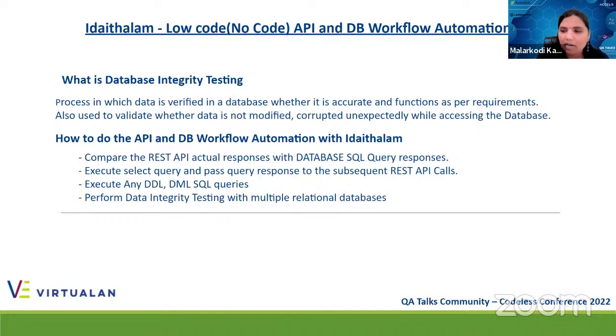In that Excel, you can have a couple of rows which have your endpoint, your request, and response. In between, if you want to validate the response you are getting for your request for that endpoint, that response can be validated with the database. So you can add one row in between. In that row, you can have your database select query, to validate this data with the response. You can do that. In that way, the Idaithalam framework works.